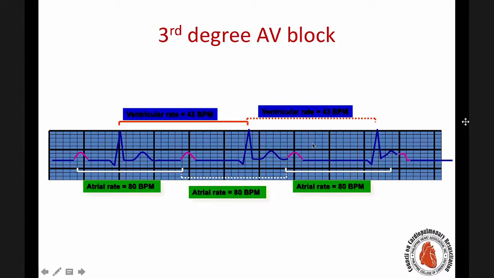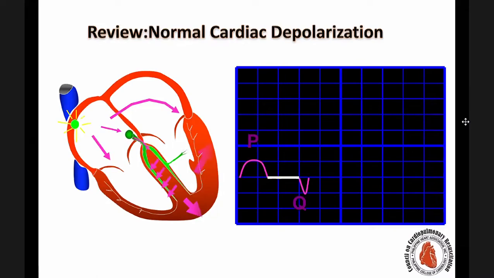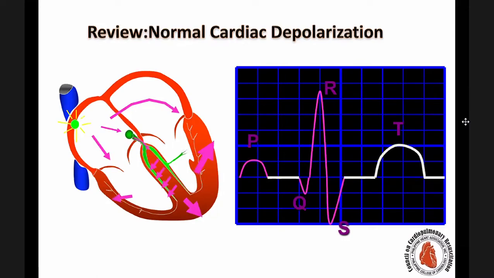Kasi if you commit this as a drop beat, di ba titingin ka ng PR interval before the drop beat and the PR interval after the drop beat? Walang PR interval to. So it should give you a hint that this must be a complete AV block. So what will happen is just the SA node will be firing on its own, and that's why you are producing a P wave.